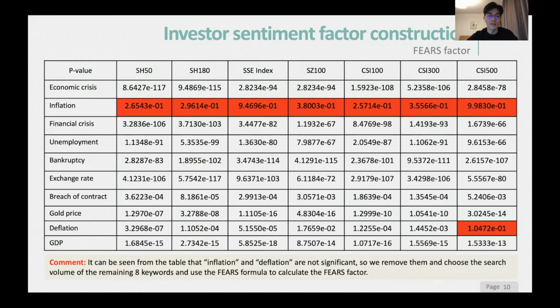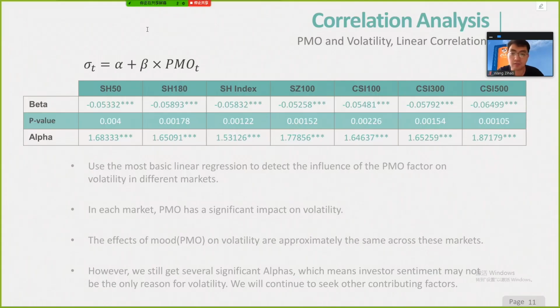calculate the Fierce factor. Hello everyone, my name is Wang Zihao. Let me introduce the correlation analysis between the sentimental factors and the volatility for you. After we construct the PMO and the Fierce factor, we use the most basic linear regression to detect the impact of the two factors on the volatility of the Chinese stock market.